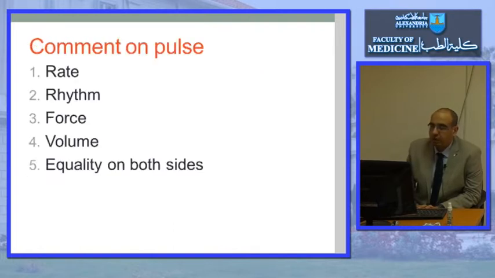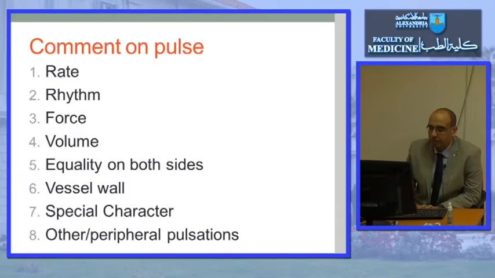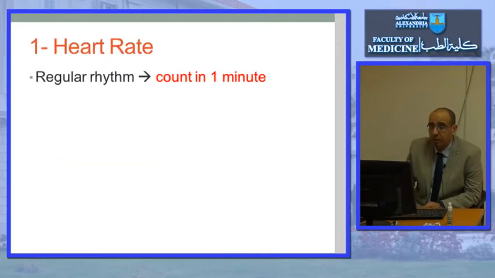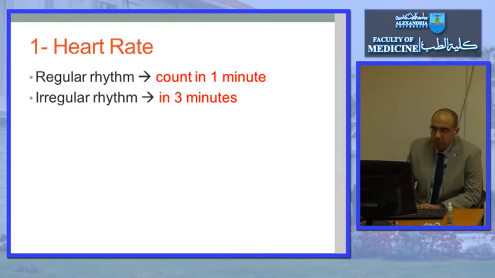What should I comment on for the pulse? This is very important. I should comment on the rate, rhythm, force, volume, equality on both sides, vessel wall, special characters, and peripheral pulsations. And we'll discuss each one of them in detail. Heart rate: we should count the pulse in 1 minute. And if the rhythm of the pulse is irregular, we should count it in 3 minutes.